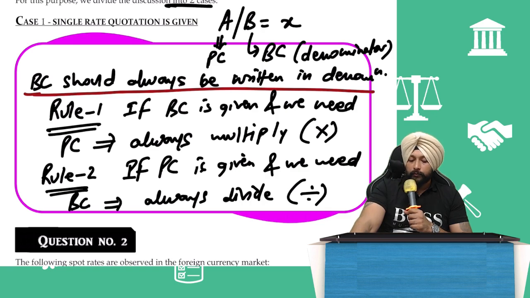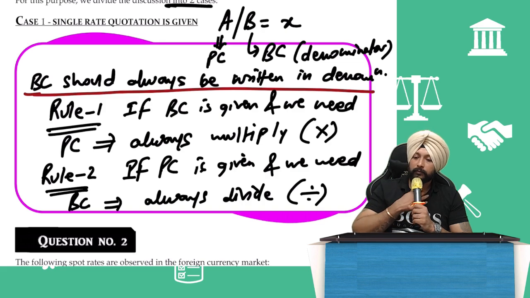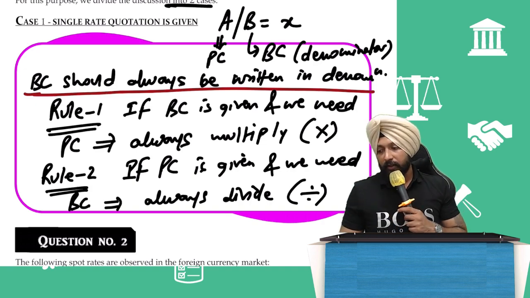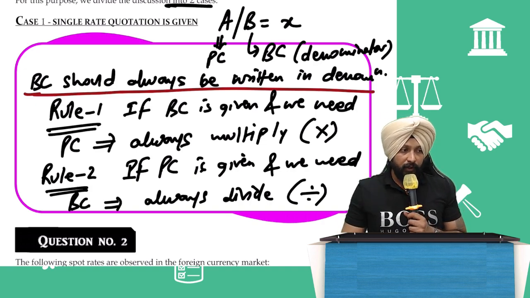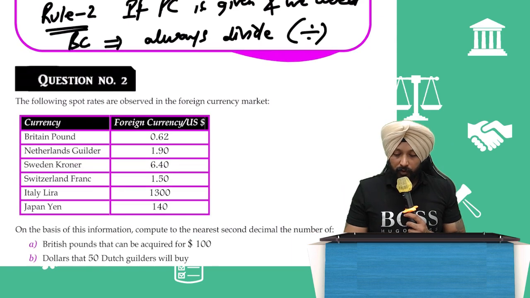Next, rule number 2. If amount of price currency is given and we need the answer in terms of base currency, we will always divide.